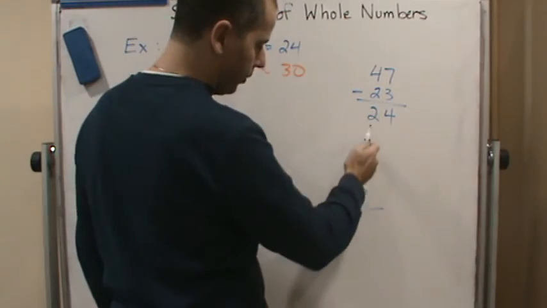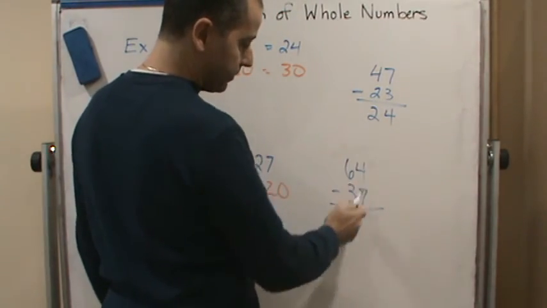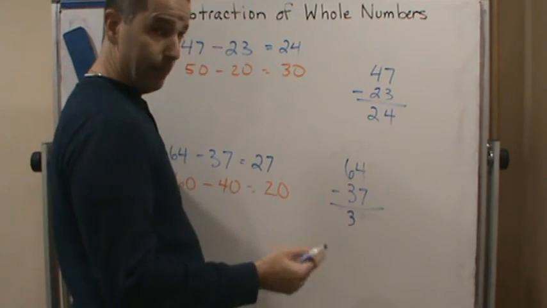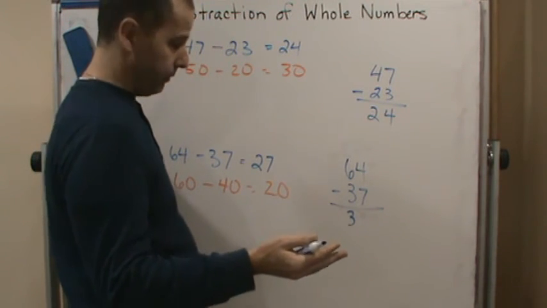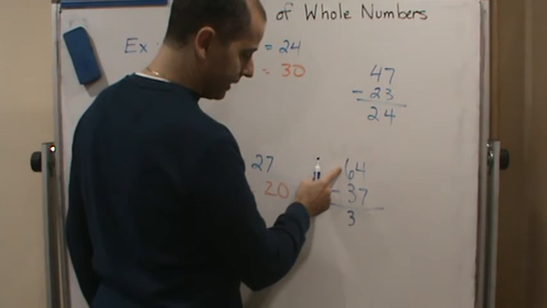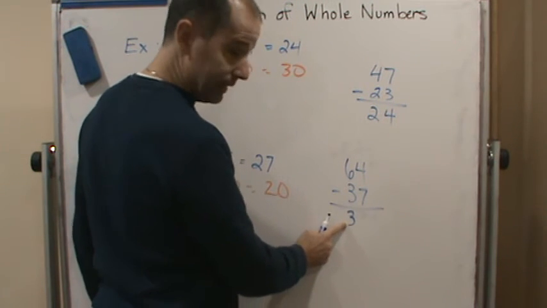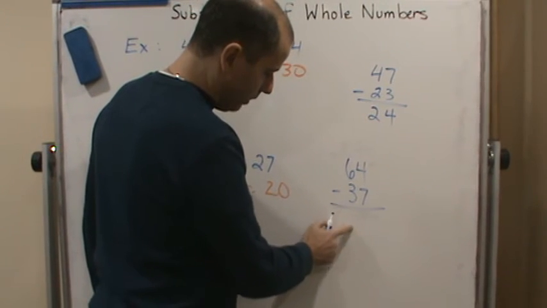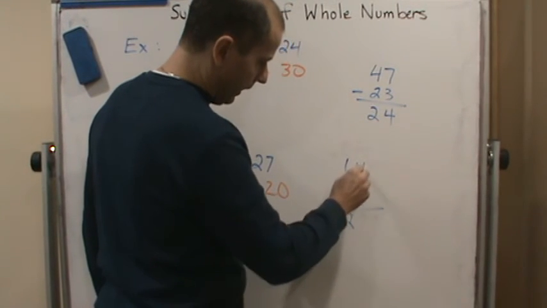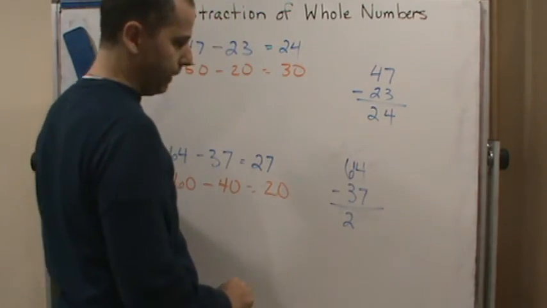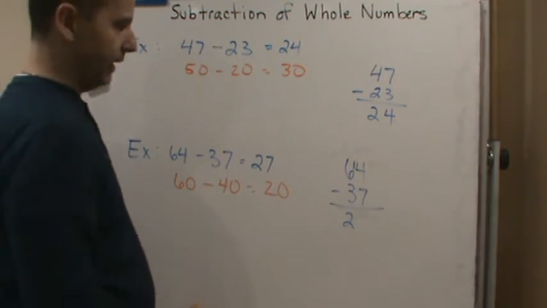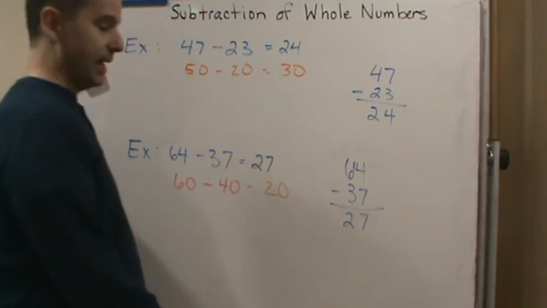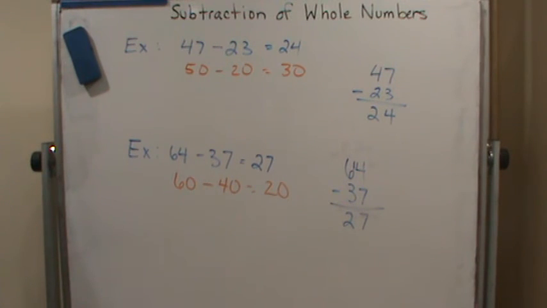But then again, if I go to the ones column, now I can't subtract, for the same reason: I can't subtract 7 from 4. So now I'm going to borrow. But guess where I'm going to borrow from? I'm not going to borrow from the 6. I'm going to borrow from down here, my answer. So now the 3 becomes a 2, and I put 10 over here by the 4, which makes it 14. And then I take 14 minus 7, which is 7. I get the same answer.